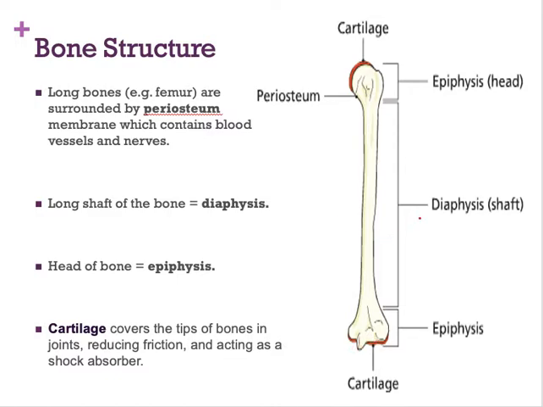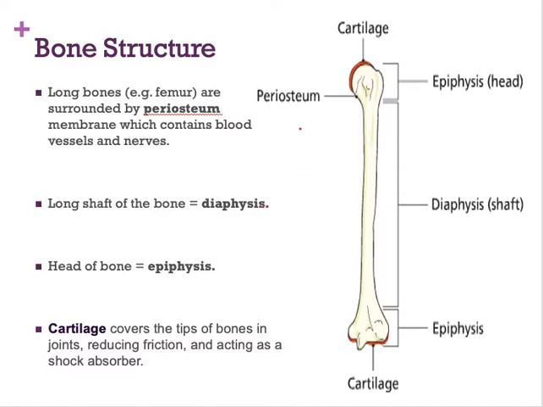Dia, by the way, means through, and physis means growth. And epi means onto, or on top, or added. For instance, epitaph means onto tomb. Anyway, we're not here for a Greek lesson. So we have the epiphysis at both ends, and then we have the diaphysis, which is the long shaft of the bone.